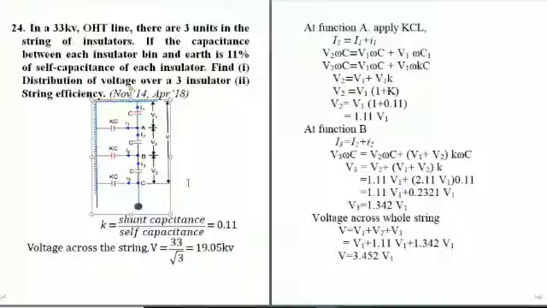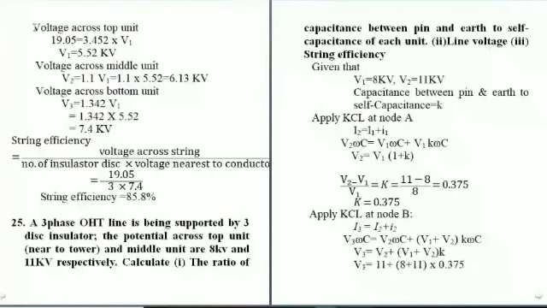Now I hope everyone is clear about the concept of how to find the voltage across the string. This is a very basic method. If you understand this concept, you can easily solve any type of problem. When the number of insulators is 4, you can obtain the values similarly. Right, this is part 1.